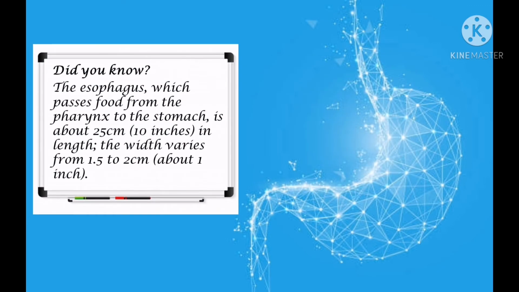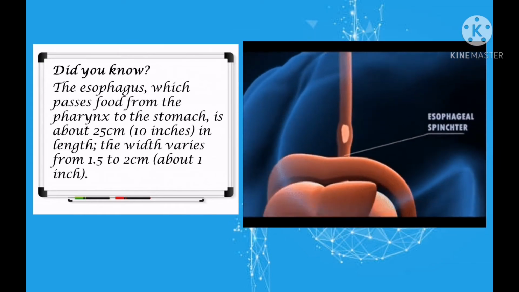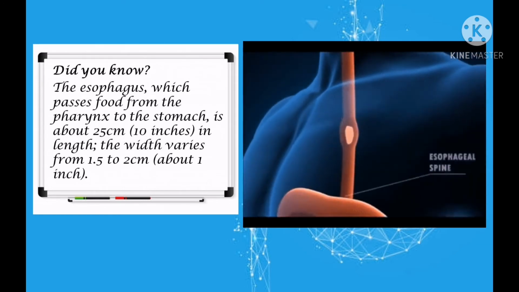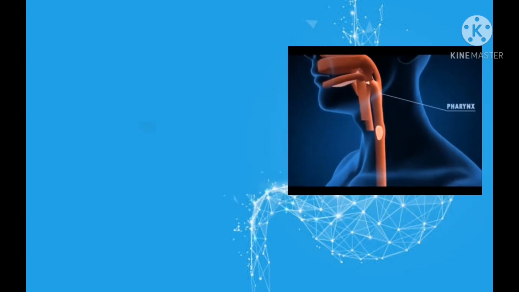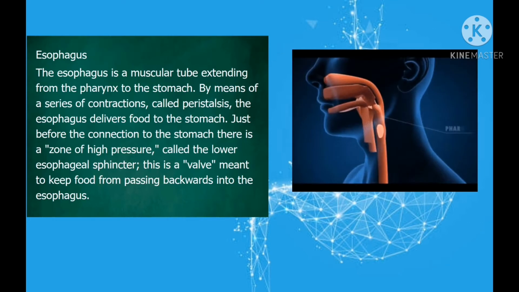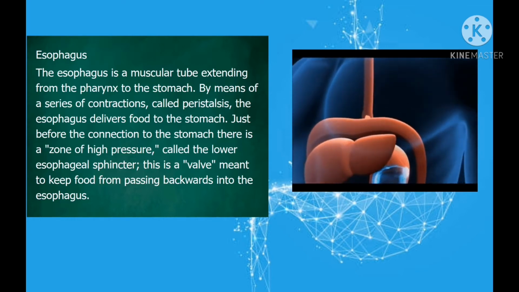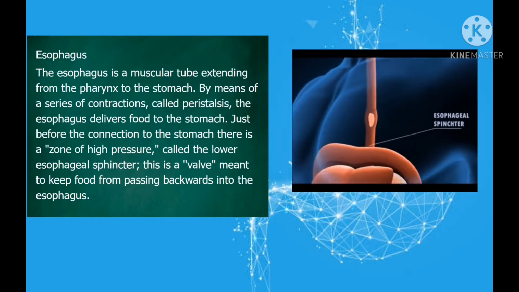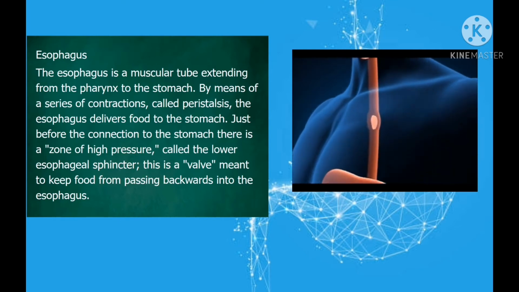Did you know, my dear students, that the esophagus, which passes the food from the pharynx to the stomach, is about 25 cm or 10 inches in length? The width varies from 1.5 to 2 cm or about 1 inch. The esophagus is a muscular tube extending from the pharynx to the stomach. By means of a series of contractions called peristalsis, the esophagus delivers food to the stomach. Just before the connection to the stomach, there is a zone of high pressure called the esophageal sphincter. This is a valve meant to keep food from passing backwards into the esophagus.